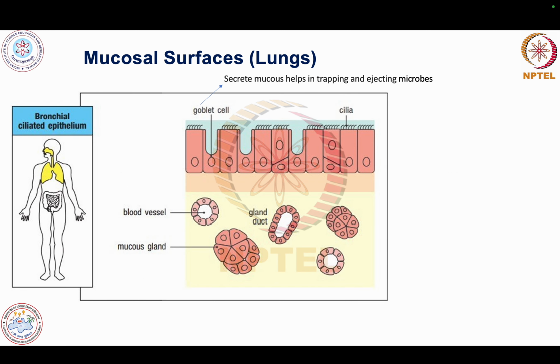Mucosal surfaces, like the lungs, secrete mucus, which helps in trapping and ejecting microbes. This is the bronchial ciliated epithelium. These are goblet cells, these are cilia, these are blood vessels, gland duct, mucous glands. From the mucous glands, mucus gets secreted and helps in trapping and ejecting microbes. The cilia help flow the mucosal fluid across the cells.